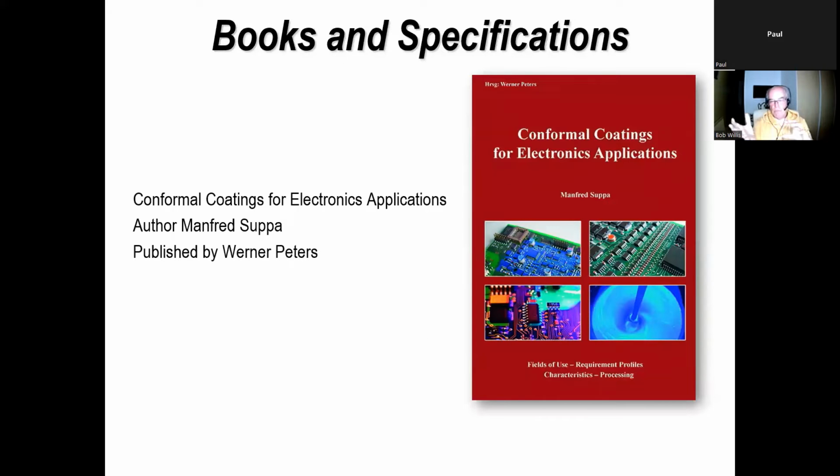Now, in terms of information, there are 3 textbooks out there in the industry. This most definitely is the best one because it's the newest one, and it's written by Manfred Super, who was an employee of a conformal coating material supplier, but it's a really very good technical book. I had the pleasure of meeting this gentleman in Germany, and he really does know his stuff. So if you're looking for the best and newest reference, this would be the book to look out for.